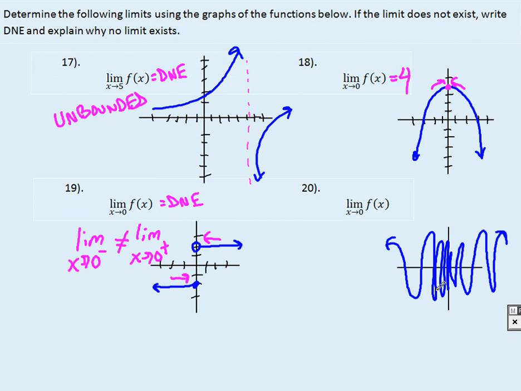And this one, when I have this zigzagging action right here, this is going to be a non-existing limit as well, and this is because we have an oscillating function at that point. It's just going back and forth so much we cannot say where it's officially approaching at that time.